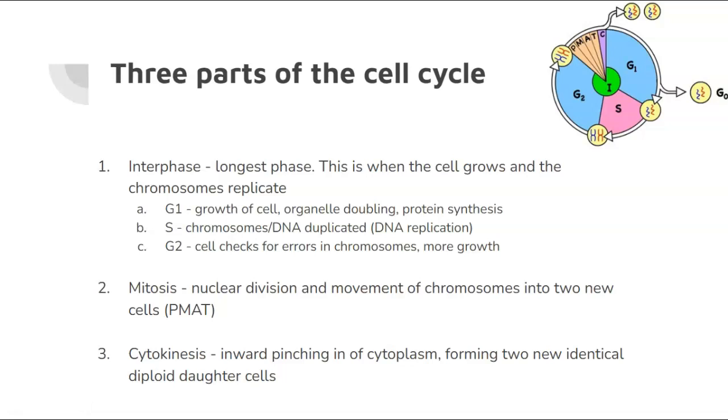Then the third part of the cell cycle is cytokinesis. That's that purple sliver, really tiny, not a ton of time spent in cytokinesis. And that is just the division of cytoplasm, which is the official formation of two new identical diploid daughter cells.